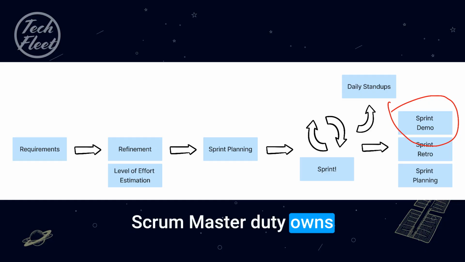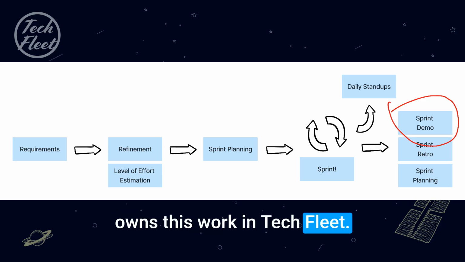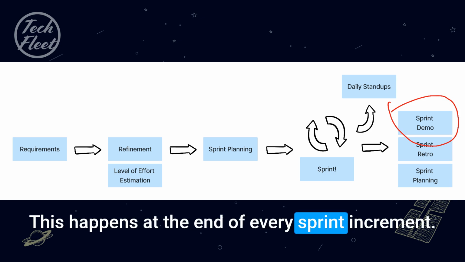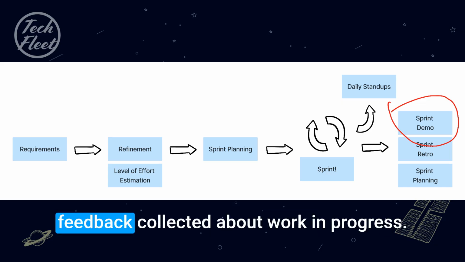Scrum Master duty owns this in the Scrum method. The product strategy function owns this work in Tech Fleet. This happens at the end of every sprint increment. The outcomes for sprint demos should be feedback collected about work in progress.